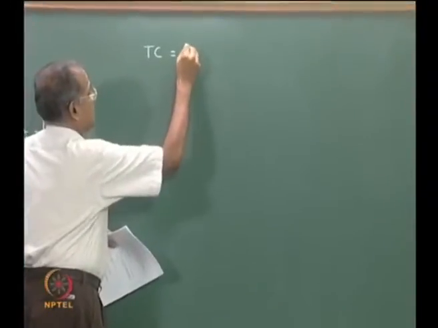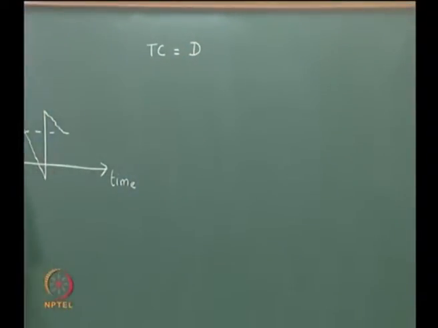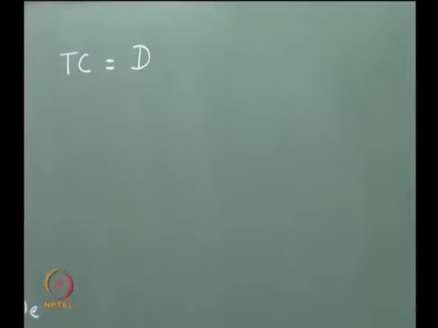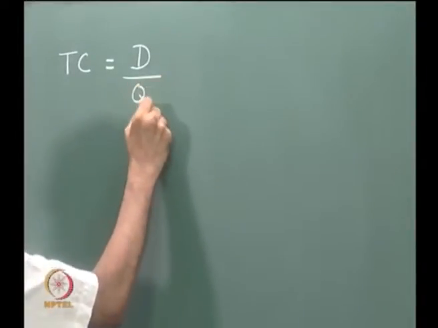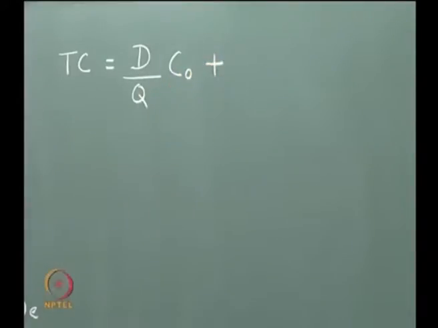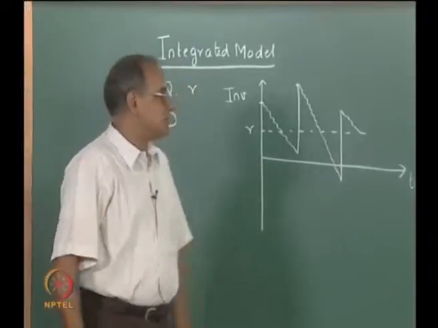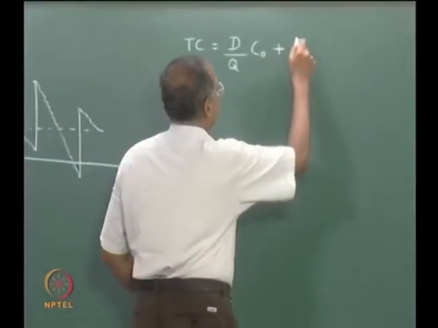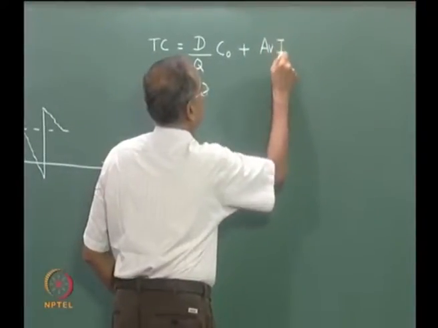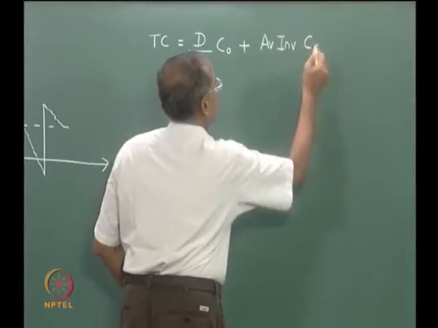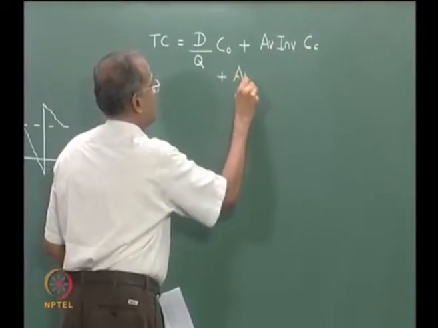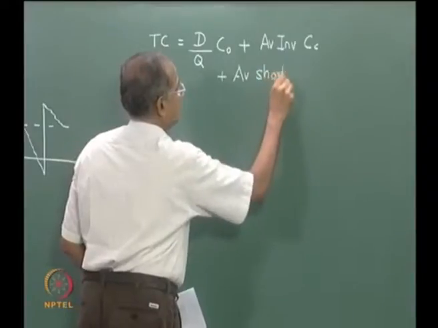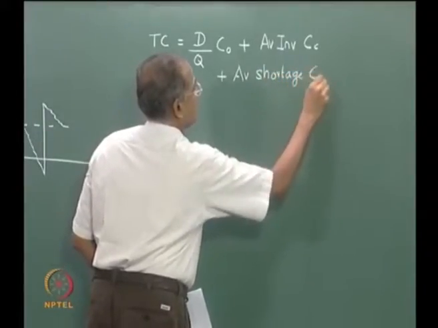The annual demand is D, the aggregate annual demand is known. So the number of orders per year will be D by Q into C naught, which is the order cost. This is a familiar term. D by Q C naught represents the annual order cost that we will have. Now there is an inventory component, and there is a shortage or back order component. So the inventory component will be given by average inventory into Cc plus average shortage into Cs.